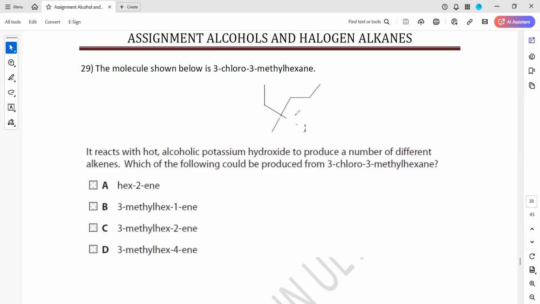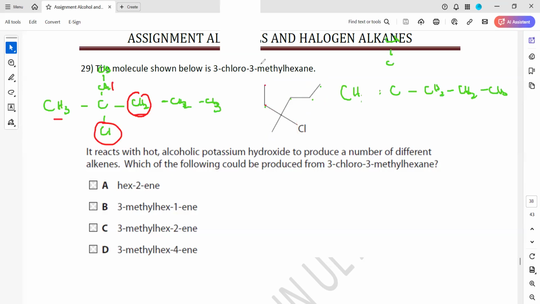2-methyl pentene, because there will be 5 carbon atoms. So 1, 2, 3, 4, 5. So this will be our longest chain now, and this will be the branch. So this will be 2-methyl pentene. So this is not possible. Then we have, there's no option of an ethyl.